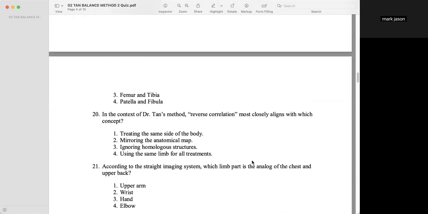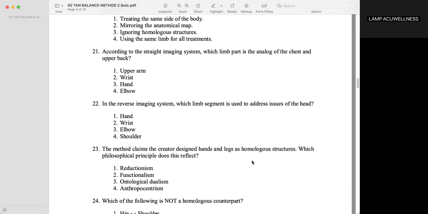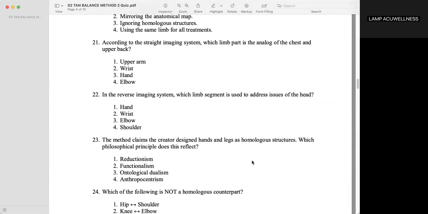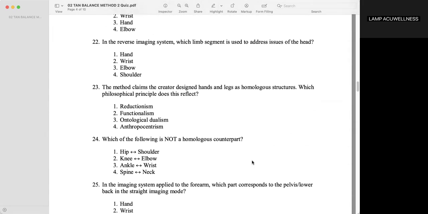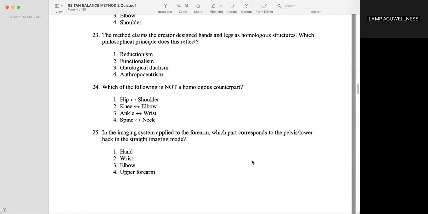Radius and ulna. In the context of Dr. Tan's method, reverse correlation most closely aligns with which concept? Mirroring the anatomical map. According to the straight imaging system, which limb part is the analog of the chest and upper back? Upper arm. In the reverse imaging system, which limb segment is used to address issues of the head? Hand. The method claims the creator designed hands and legs as homologous structures. Which philosophical principle does this reflect?